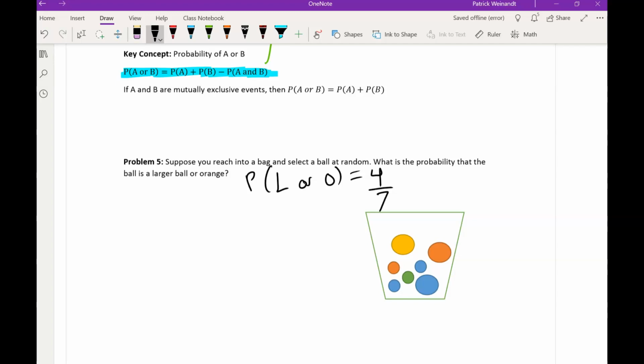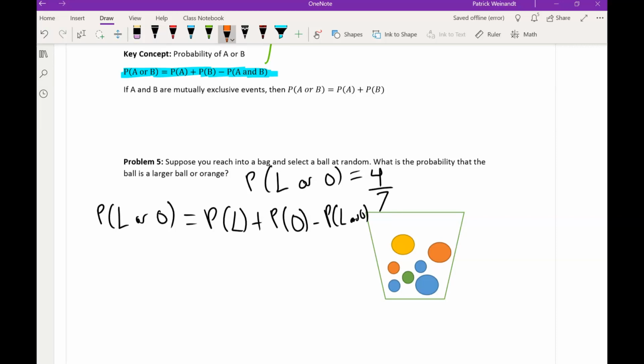That's easy enough to do, but let's think this through in the way that we use this formula. We know that the probability of an event A or B occurring, in our case a large ball or orange ball, is given by finding the probability of a large ball plus the probability of an orange ball minus the probability of getting a large and orange ball. So let's go ahead and find those things.